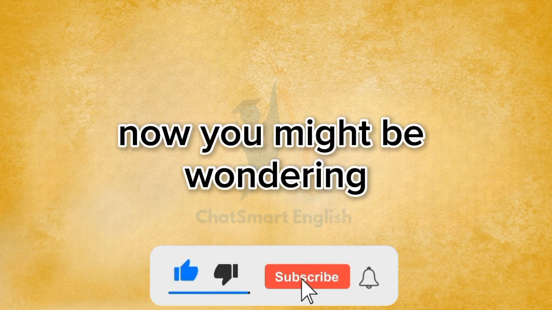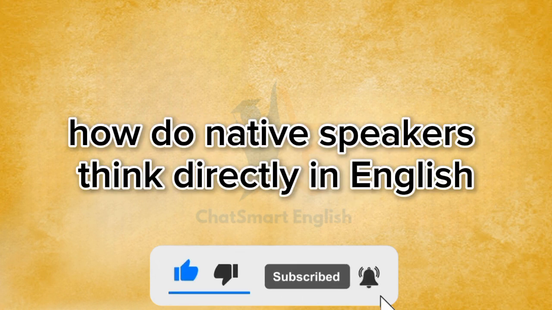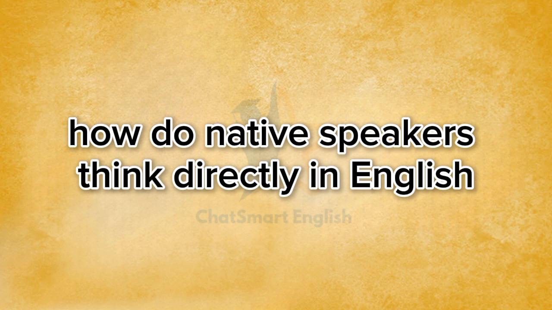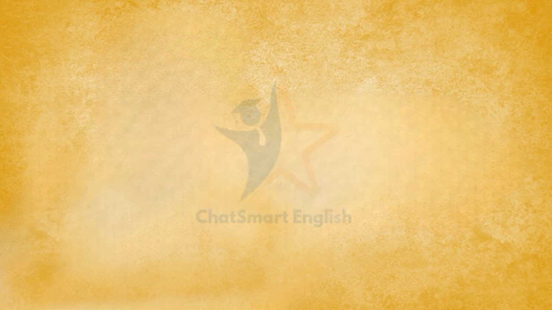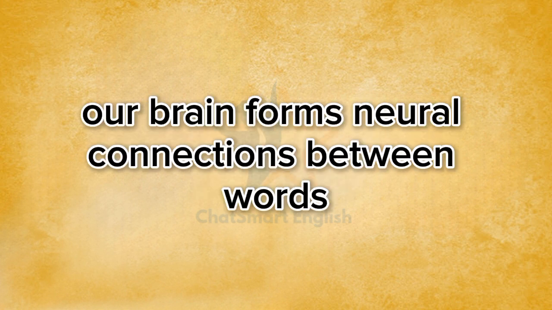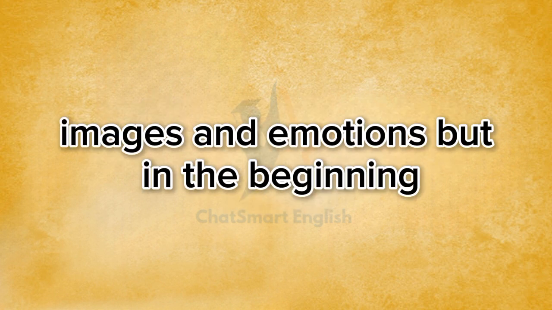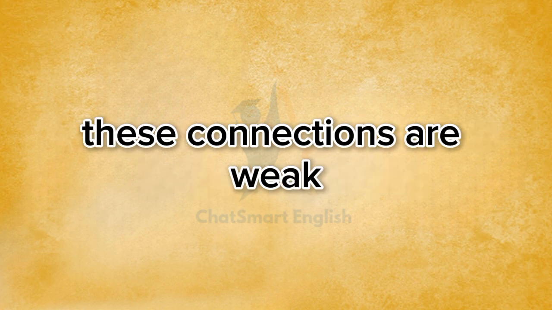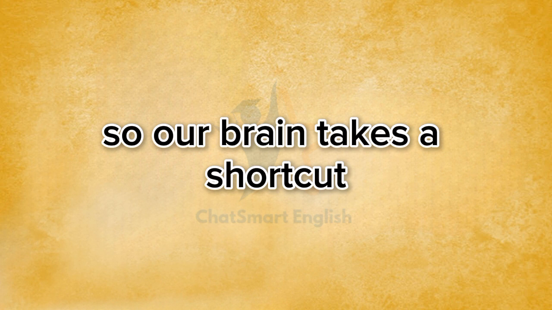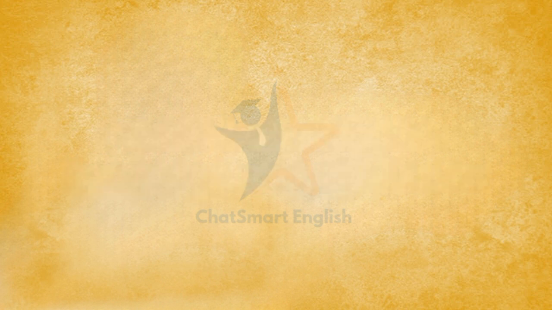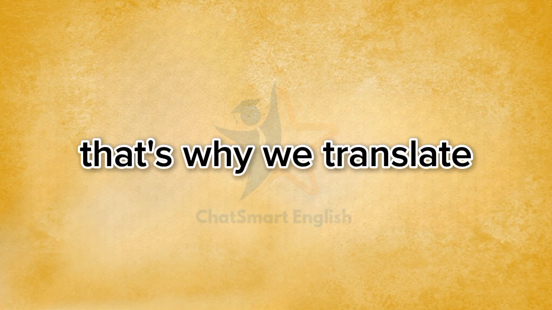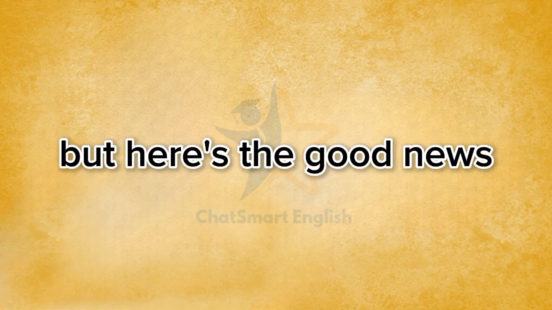Now you might be wondering, how do native speakers think directly in English? The secret lies in how the brain processes language. When we learn a new language, our brain forms neural connections between words, images, and emotions. But in the beginning, these connections are weak, so our brain takes a shortcut. It uses our native language as a reference. That's why we translate.